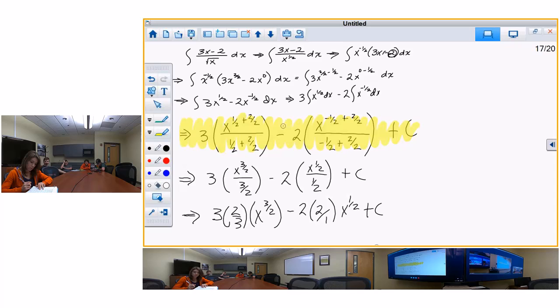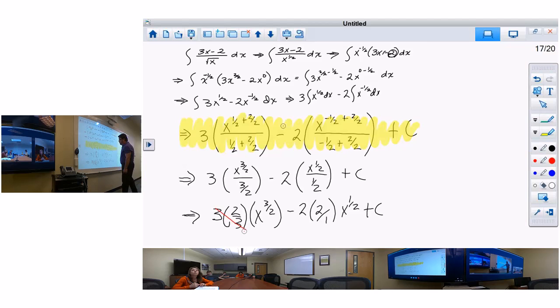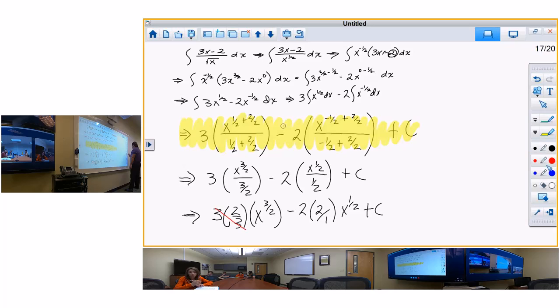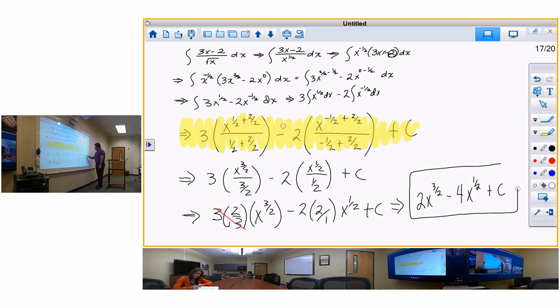And what happens to the 3's? They cancel here. That's right, class. And that gives us as a final answer 2x to the 3/2 minus 4x to the 1/2 plus what? And that is an indefinite integral.